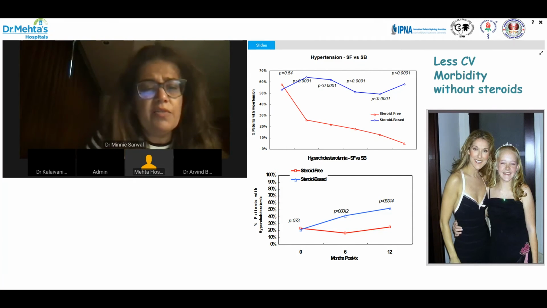And you can see here is one of our steroid-free patients whose make-a-wish was to go to Vegas and meet Celine Dion. And you can see here, she looks absolutely beautiful standing next to her, with no evidence of the Cushingoid features that can occur due to chronic steroid exposure.